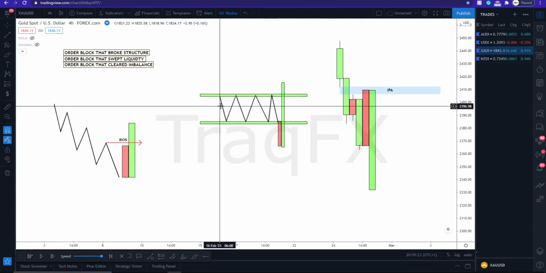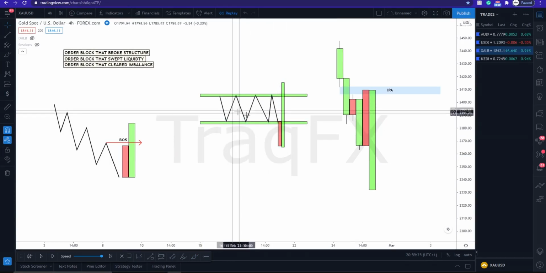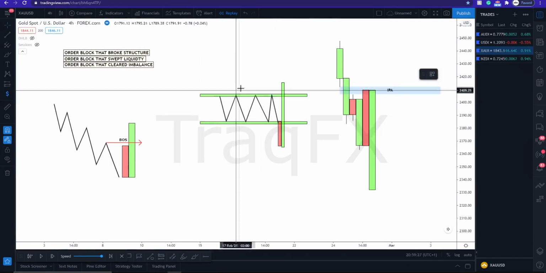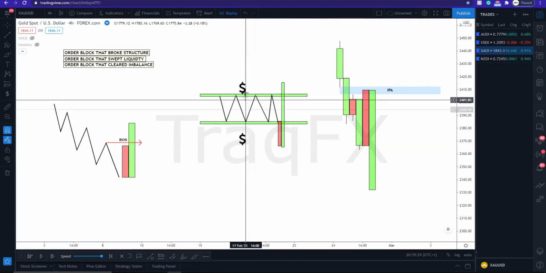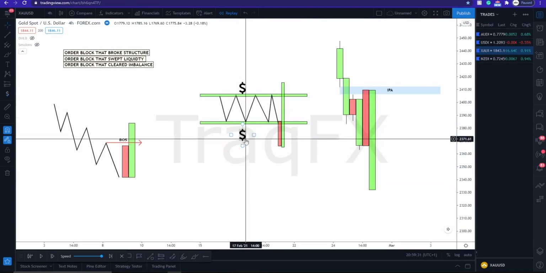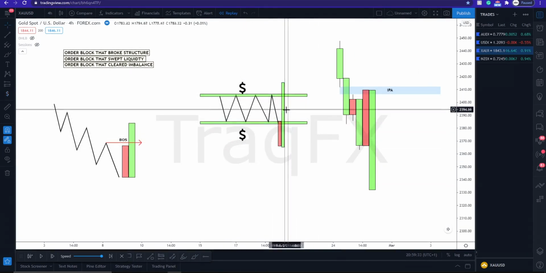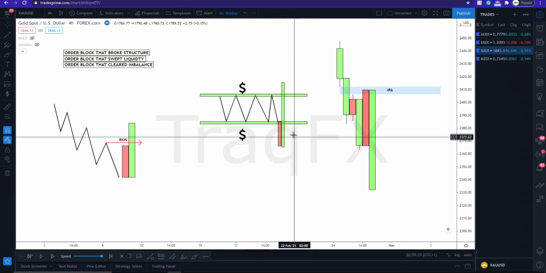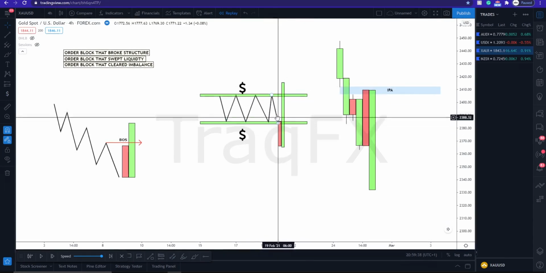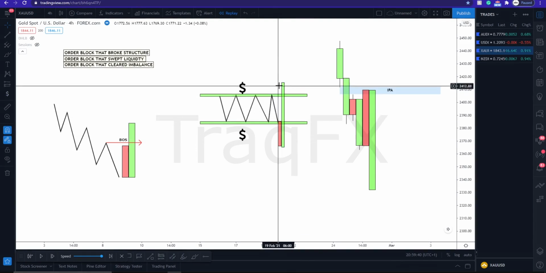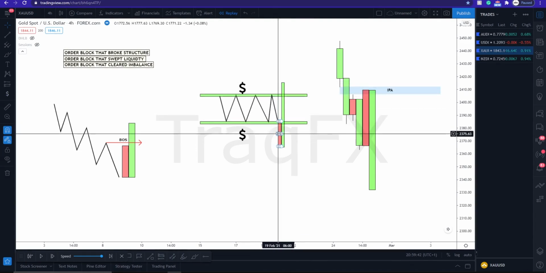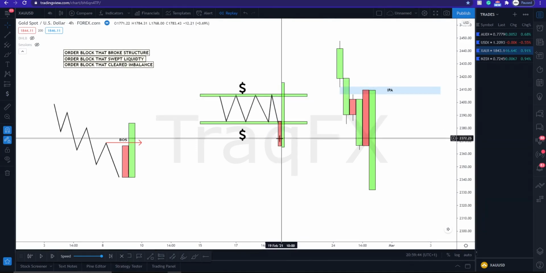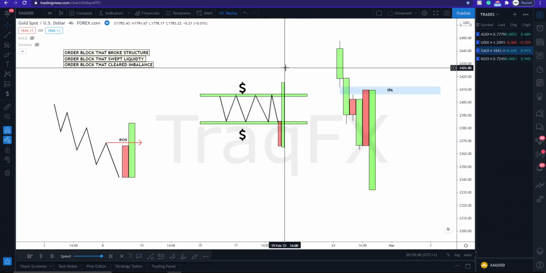Then we have the second one, an OB that cleared liquidity. We can see there are equal highs and equal lows, meaning there's liquidity on both sides of the market, and obviously this is like a currency for the market maker. It needs to come down to take out that money. So the market makes this one last down candle before the major move up. This move cleared liquidity, so this is the last down candle that cleared liquidity, and then the market goes up.